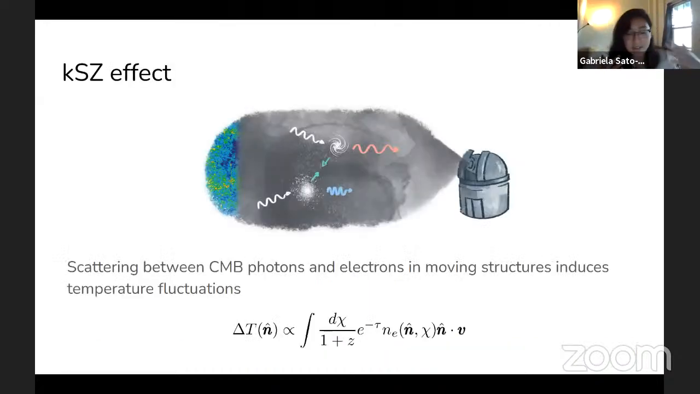So as you know, CMB photons produced at the surface of last scattering have to travel across the whole universe before getting to us, where we get to detect them. And as they do that, they can interact with intervening matter, which imparts secondary CMB anisotropies on the CMB. And in particular, if these CMB photons scatter off electrons that are bound in moving structures, this can impart temperature fluctuations that are proportional to the distribution of electrons and the line of sight velocity that these structures are moving with, which is known as the kSZ effect.